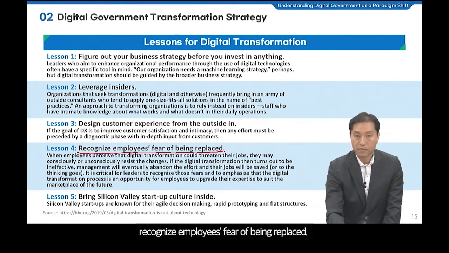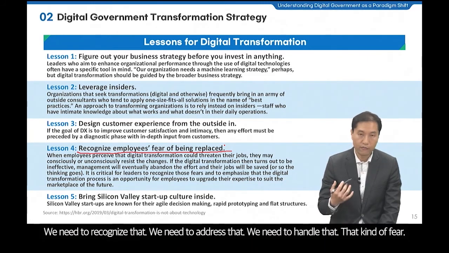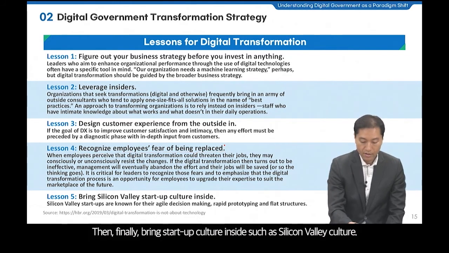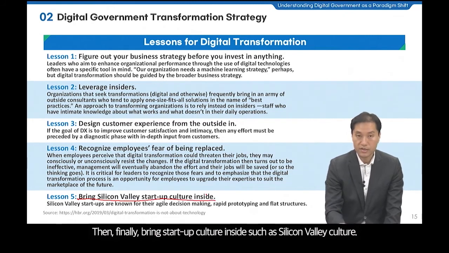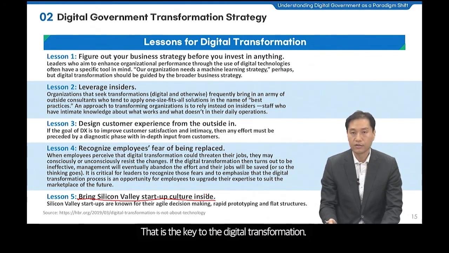Recognize employees' fear of being replaced. All public employees, not only public employees but also employees of any organization, may have fear of being replaced soon with automation. We need to recognize that. We need to address that. We need to handle that kind of fear. And then finally, bring startup culture inside, such as Silicon Valley culture. How can we bring that kind of entrepreneurship culture, startup culture, venture culture inside the government? That is the key to digital transformation.